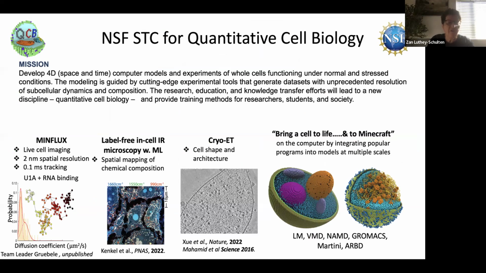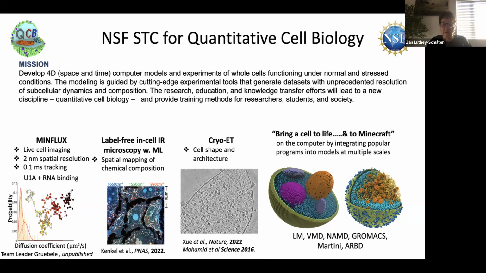We're trying to get at the composition using label-free in-cell IR microscopy or AFM-IR with a lot of machine learning. And then the tomography, we keep getting that for our various cells. And then of course, when we try to bring the cells to life on a computer or in Minecraft, we are aided by the people who run each of those programs, who are members of the STC.